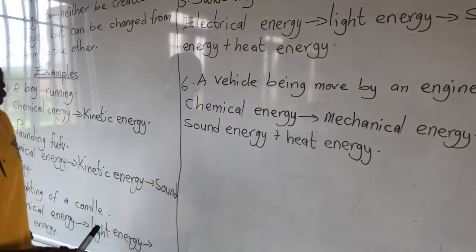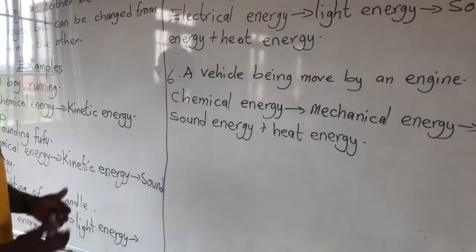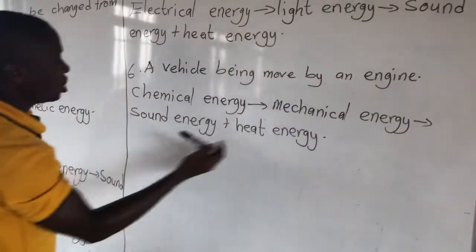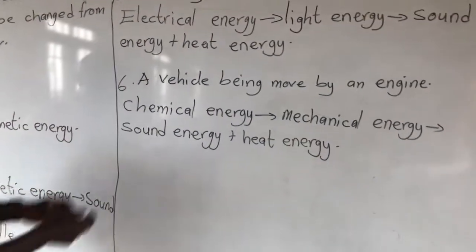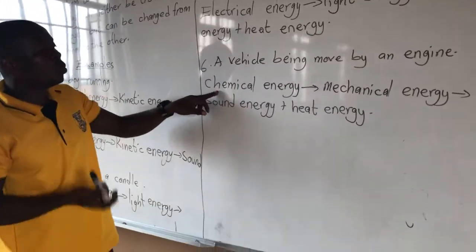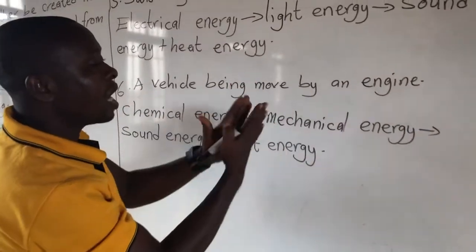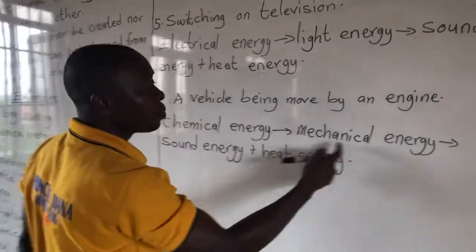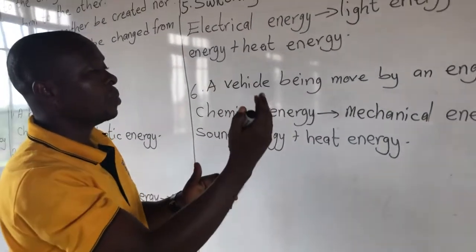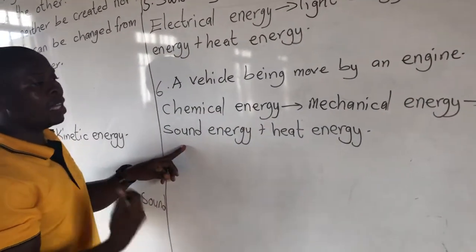And our last example here is a vehicle being moved by an engine, or our daddy's car. Now, chemical energy to mechanical energy, sound energy plus heat energy. Over here you can see that daddy has to put petrol into the car before the car will be able to work. So from the petrol we get chemical energy. And we learned that mechanical energy is when potential energy and kinetic energy come together. The car is at one place, it's having potential energy. Then when it starts moving, kinetic energy. So we have mechanical energy, then sound energy. You hear the sound of the engine.